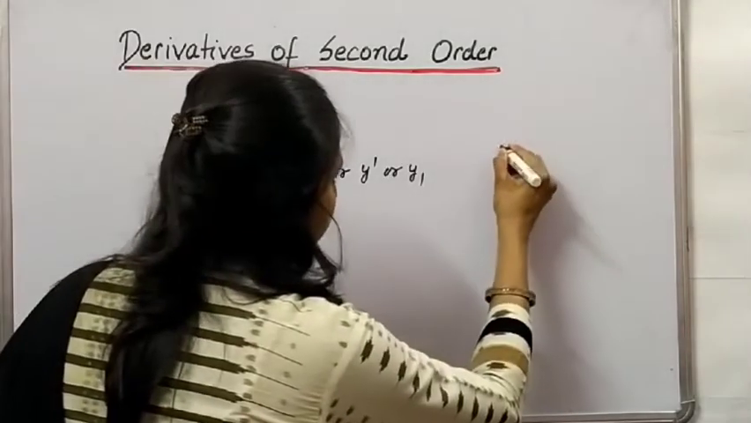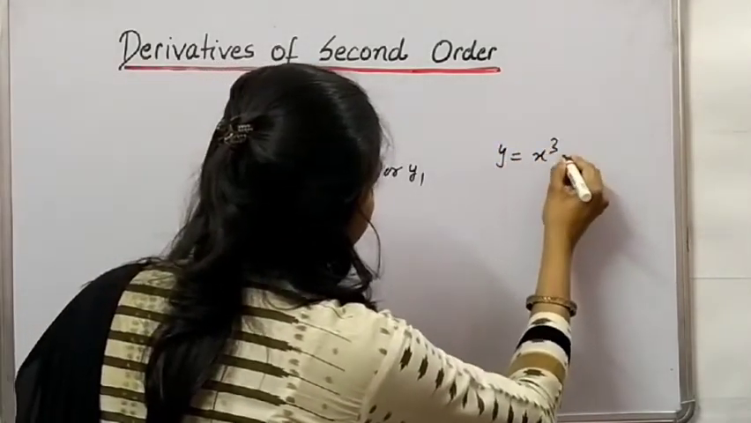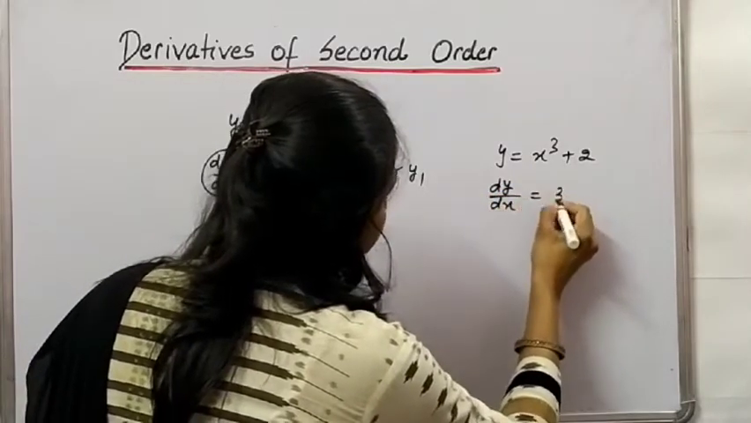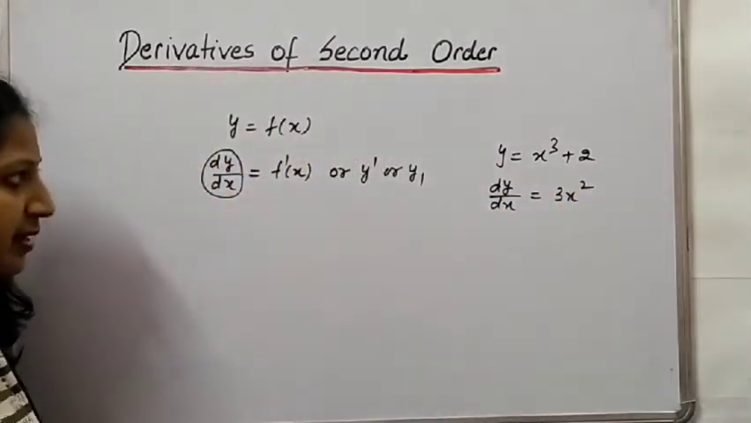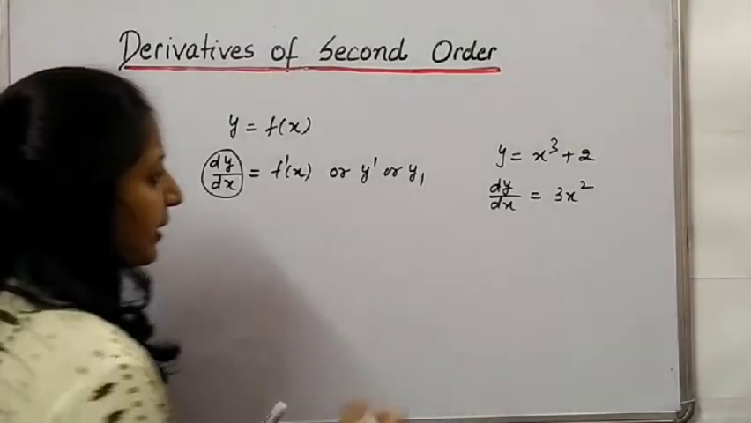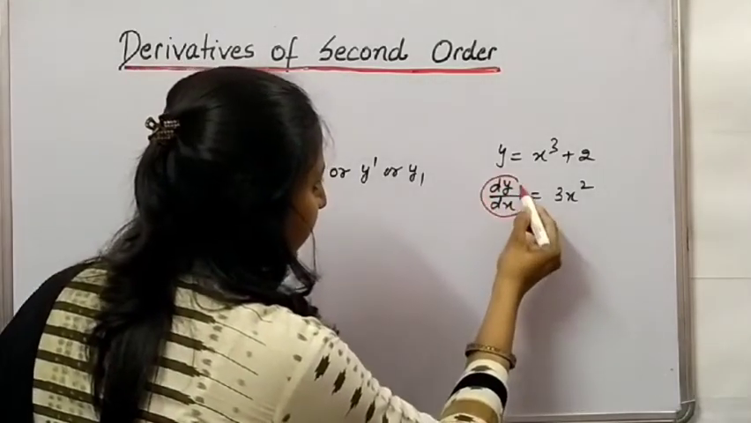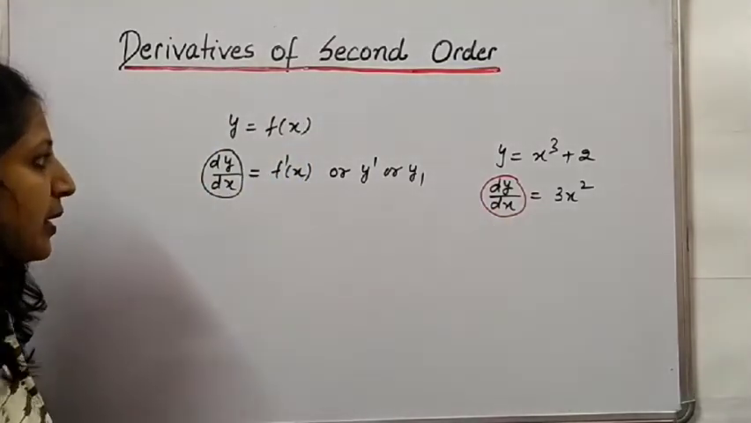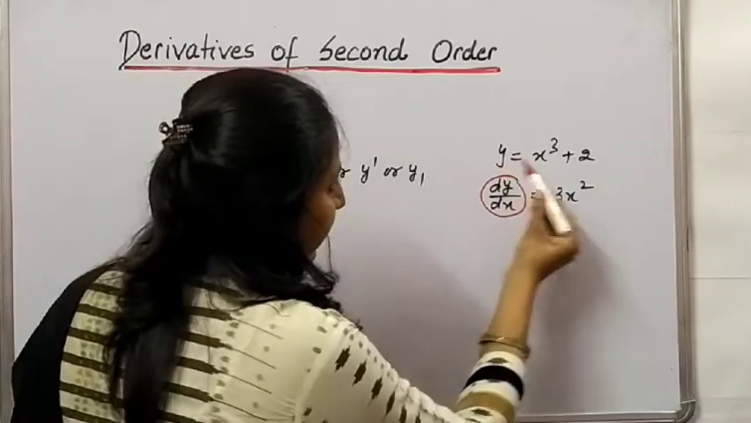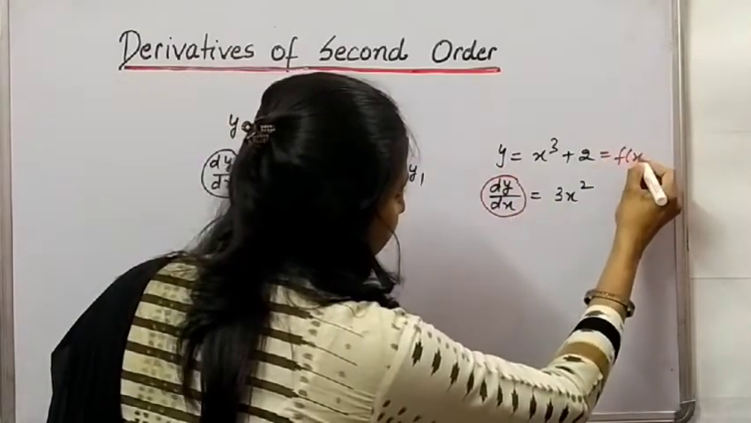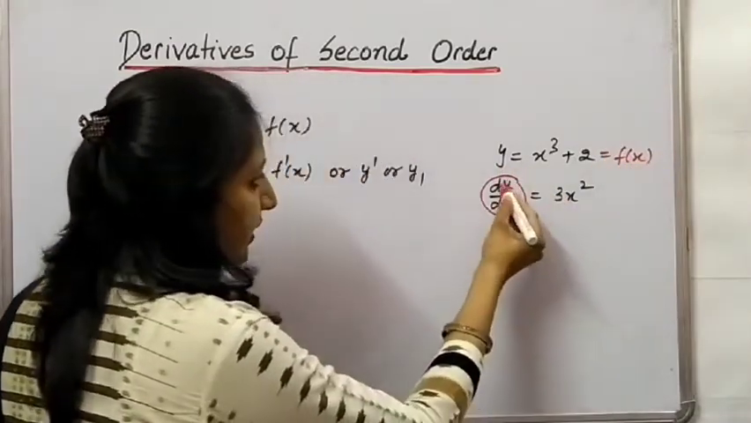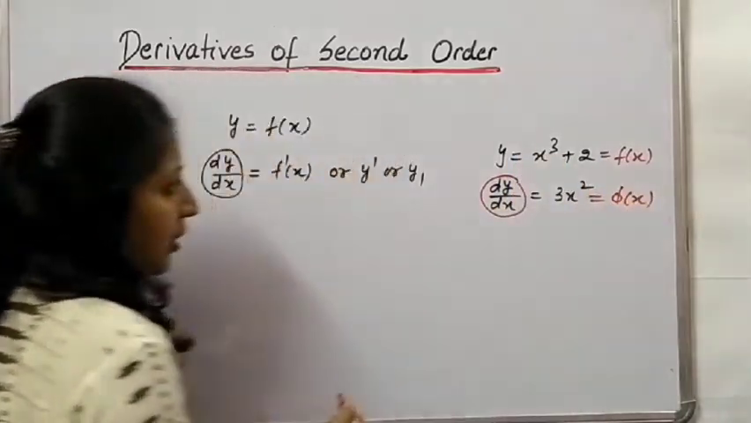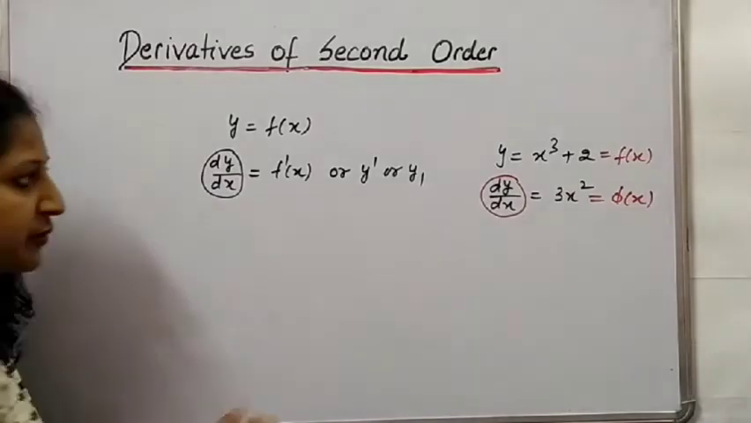So let y is equal to x cube plus 2. So after differentiating, dy by dx is equal to 3x square. So here this dy by dx, that is, this derivative of y with respect to x, is derivative of first order, right? So students, you can see here this y is a function of x, and after differentiating, this first order derivative is also a function of x. So it is possible to differentiate it again.